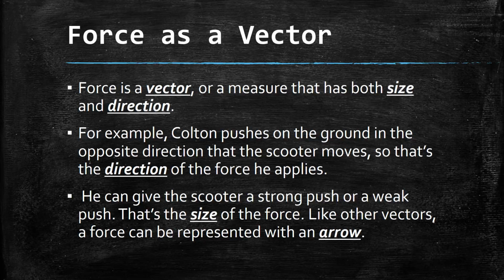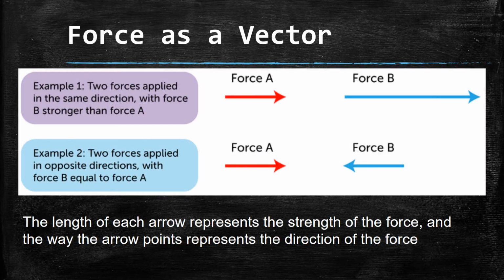Like other vectors, a force can be represented with an arrow. And you will see here in the next slide. So if you look at example 1, you have force A and force B. If you think about it, and we've talked about this with velocity and acceleration, which one, force A or force B, is going to be the stronger force? Force B is going to be the stronger force because it's the larger force, or the larger vector.